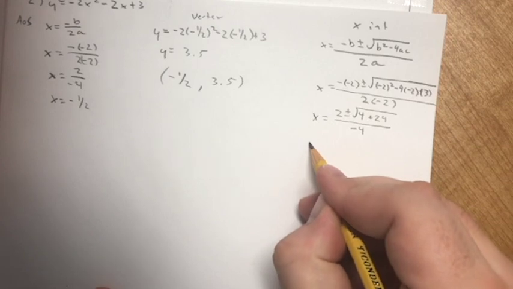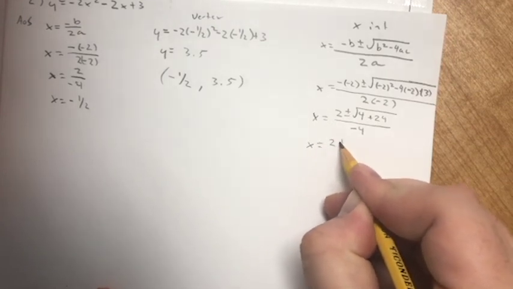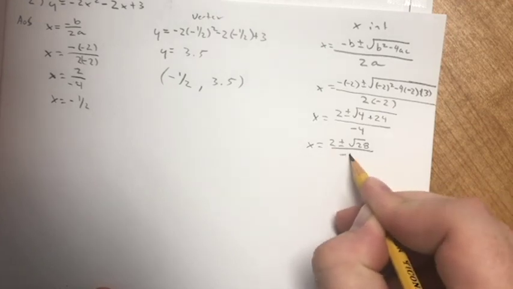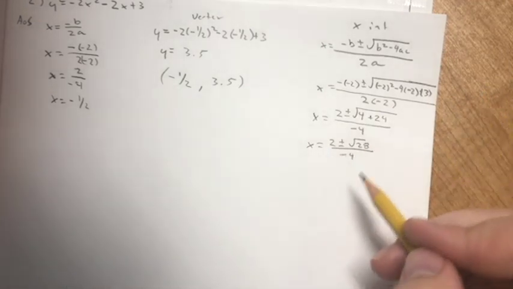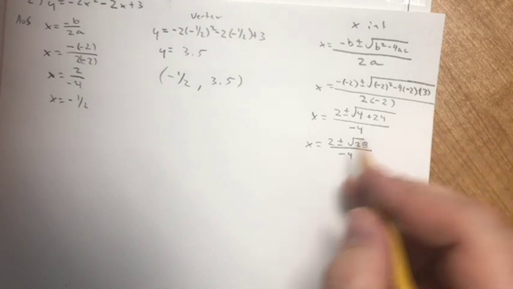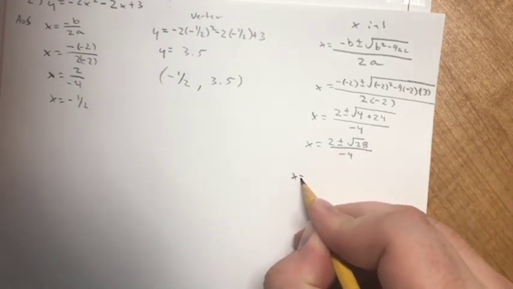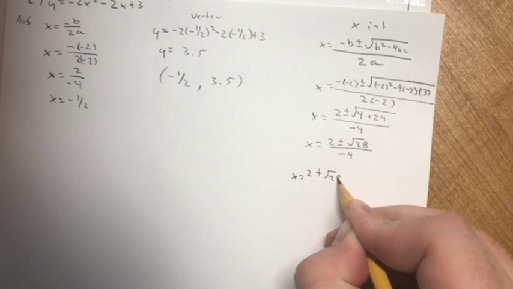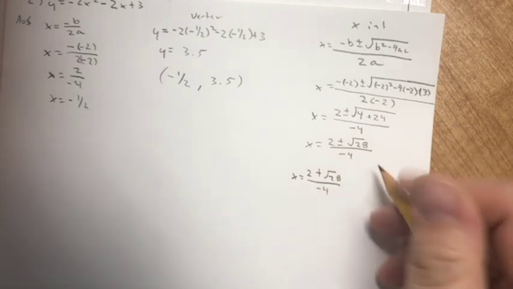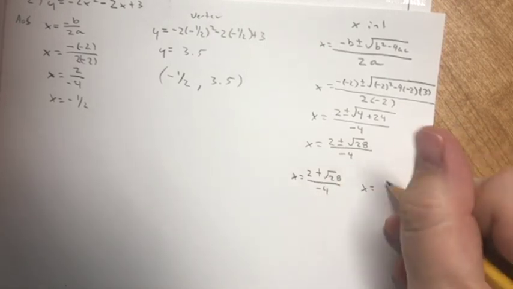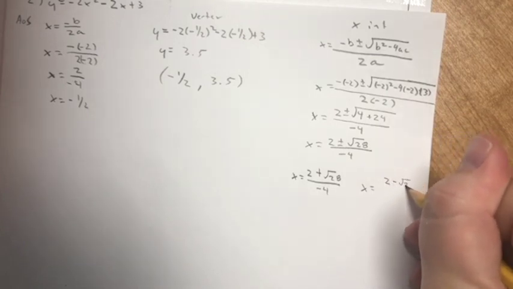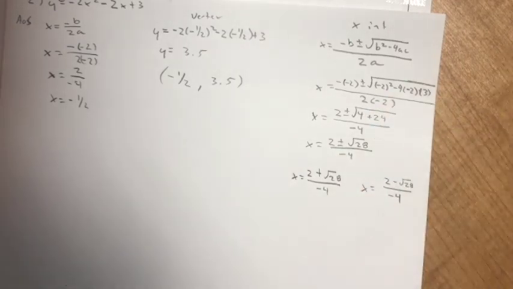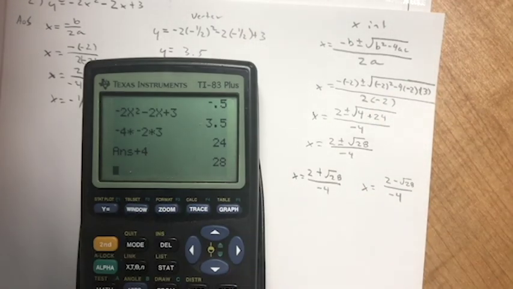Let's continue working this out, and I get x is equal to 2 plus or minus the square root of 28 over negative 4. Now that I have that, I can break this up into two distinct equations. x is equal to 2 plus the square root of 28 over negative 4, and x is equal to 2 minus the square root of 28 over negative 4. Now it's just a matter of plugging things into the calculator.